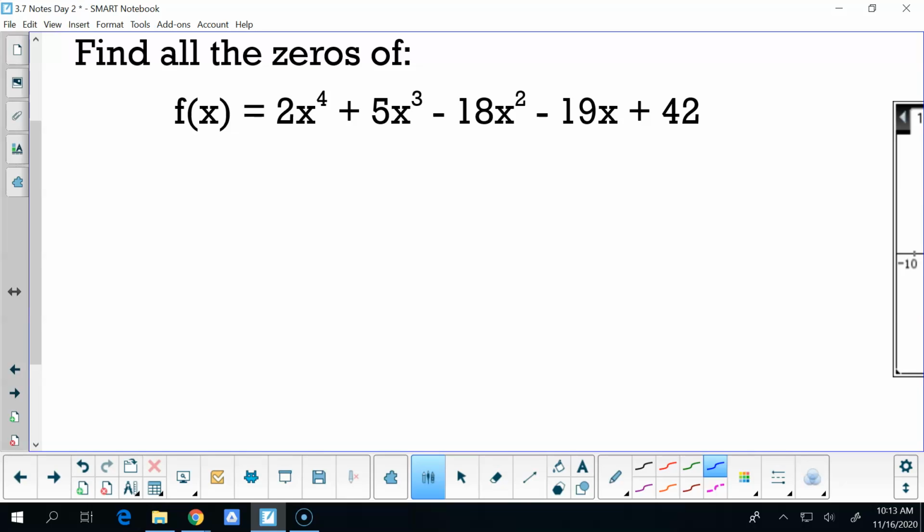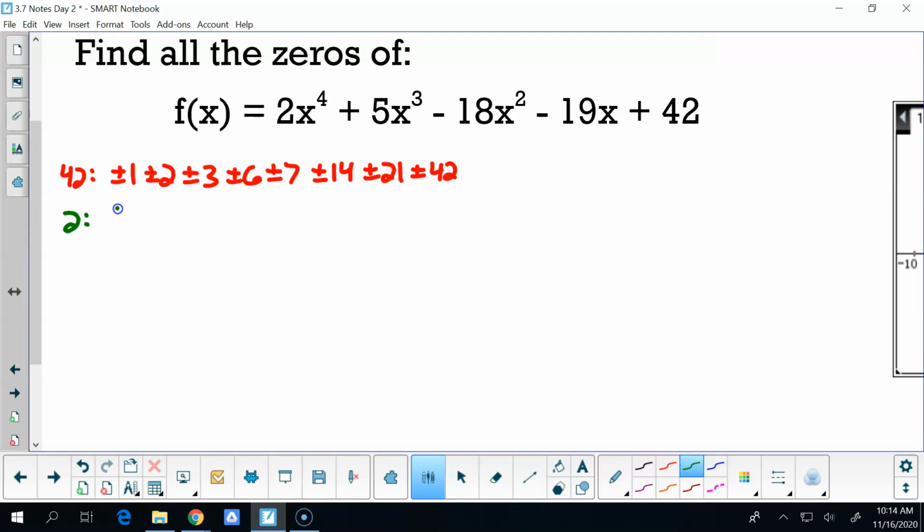Okay? Now, if I were to do my list of rational zeros, 42 would have in it 1, 2, 3, not 4, not 5, 6, 7, 14, 21, and 42. 2 would have 1 and 2.